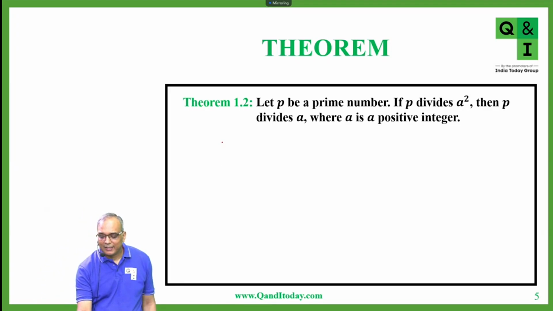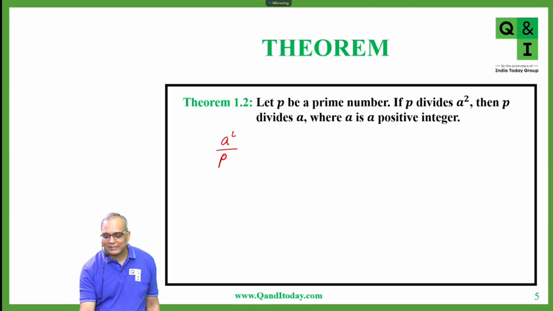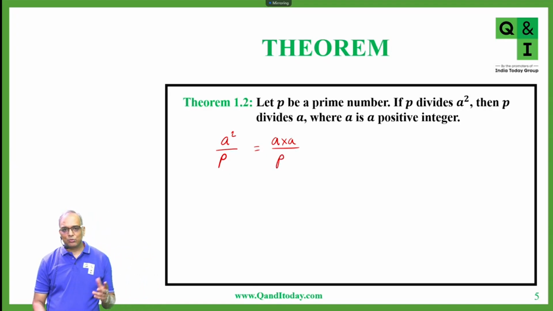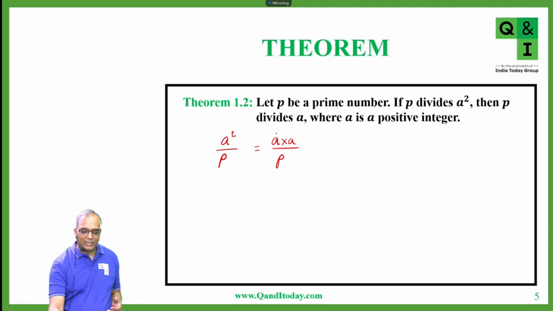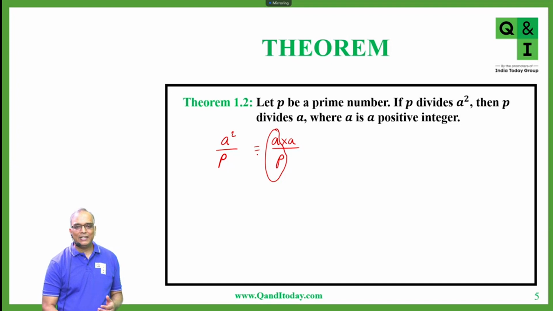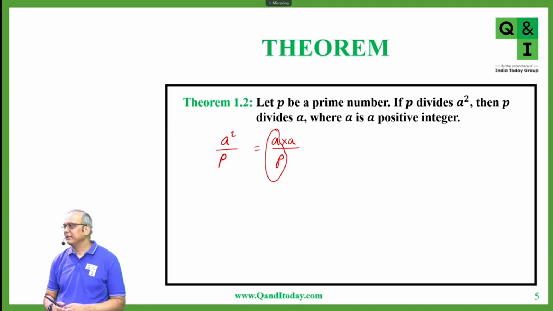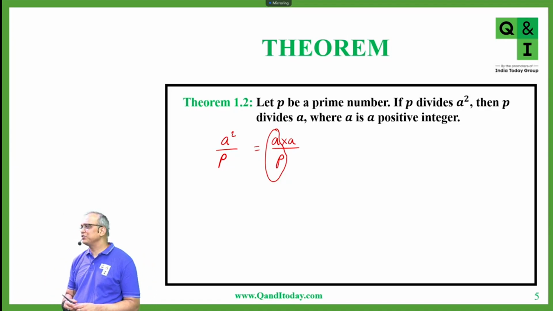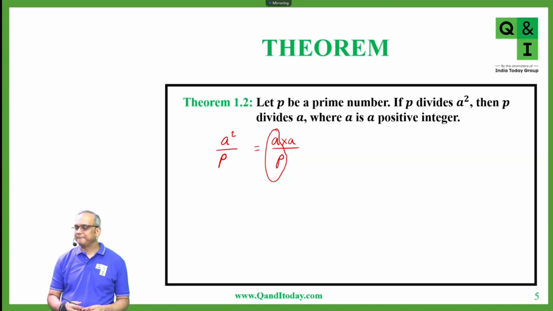So let's say we have A square and this is divisible by some prime number P. We can write this as A into A divided by P. Now, because a prime number has only two factors, one and the number itself, if A square is divisible by P, then A will also be independently divisible by P, right? Because you cannot further factorize P. So A will be directly divisible by P. Is it clear? Raghavi, Rahul, Devi, Maya and Jovin. Yes, sir, this is clear.